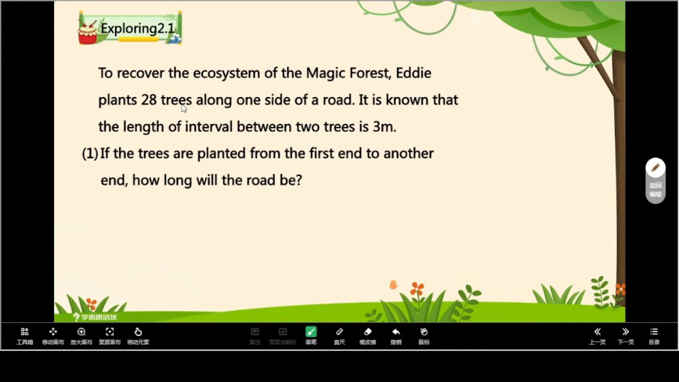Okay, here we come to the magic forest. To recover the ecosystem of the magic forest, Eddie plants 28 trees along one side of a road. It is known that the length of the interval between 2 trees is 3 meters. So what does this mean? There are 2 trees.